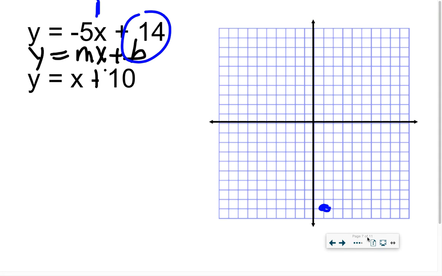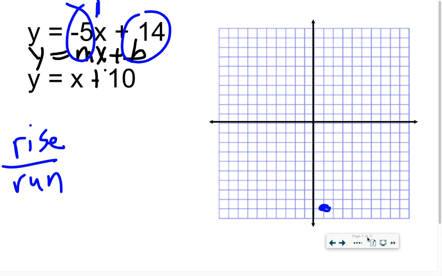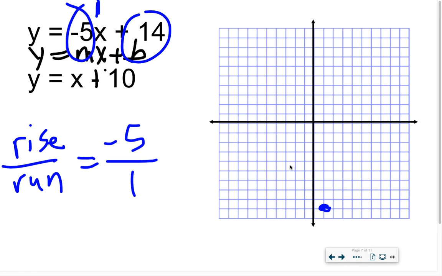And now, again, my slope, I don't need you to write down rise over run this time, but here it is. Negative 5 over 1. Well, that's a bummer. I can't write it this way. I'm out of space. So I'm going to have to go backwards, in reverse. So instead of going down 5 and right 1, I'm going to do the opposite. Instead of going down, I'm going to go up 5 and left 1.